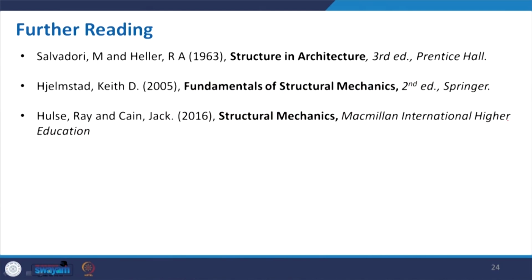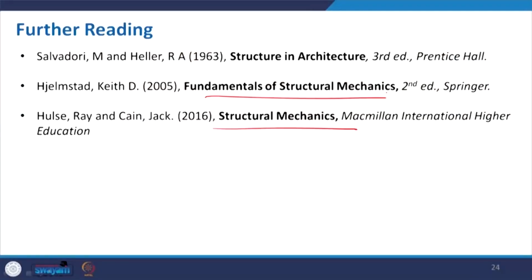So, with that I conclude here. Here I have included some books where you can find it. These are the basic books of structural mechanics, which we normally study in engineering. You can go through them, and next we will discuss the structural requirement.